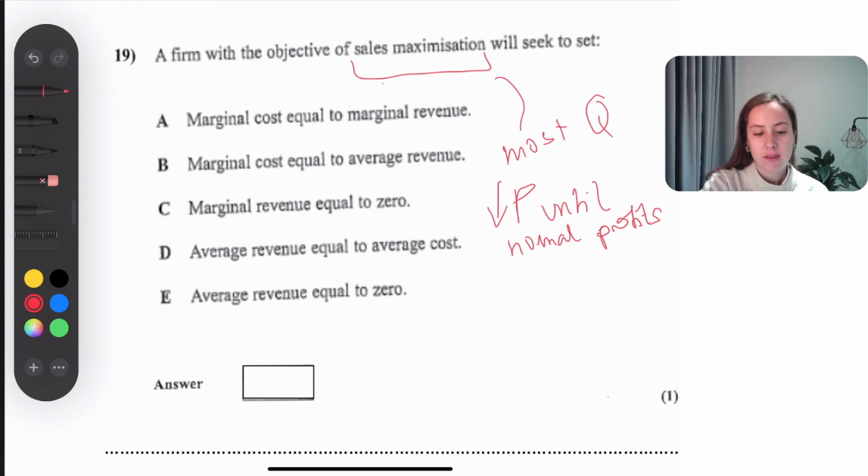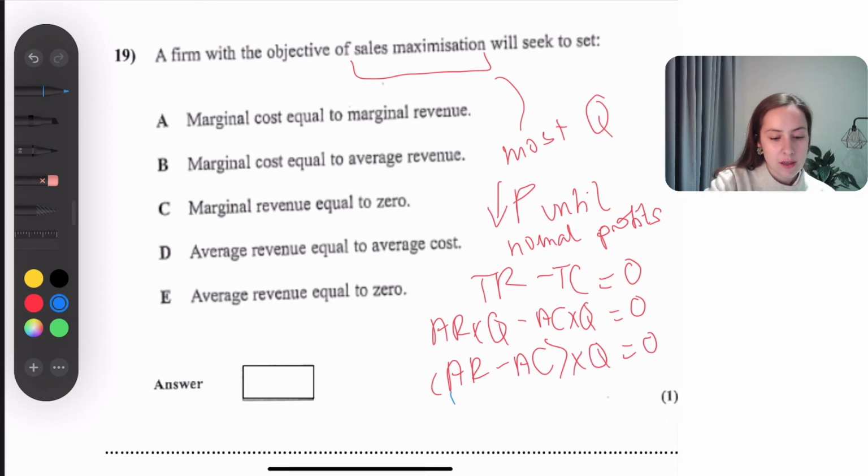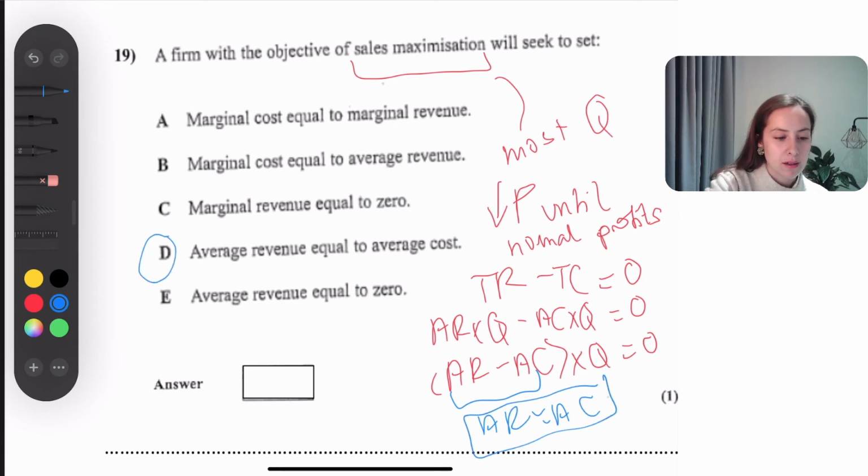So normal profits meant that your total revenue minus your total cost equals 0. You just kind of broke even. So again, remember if you did some rearranging of this, that's essentially saying your average revenue minus your average cost times your quantity must equal 0. So this will equal 0 if your average revenue equals your average costs. That's how you find this sales maximizing point.